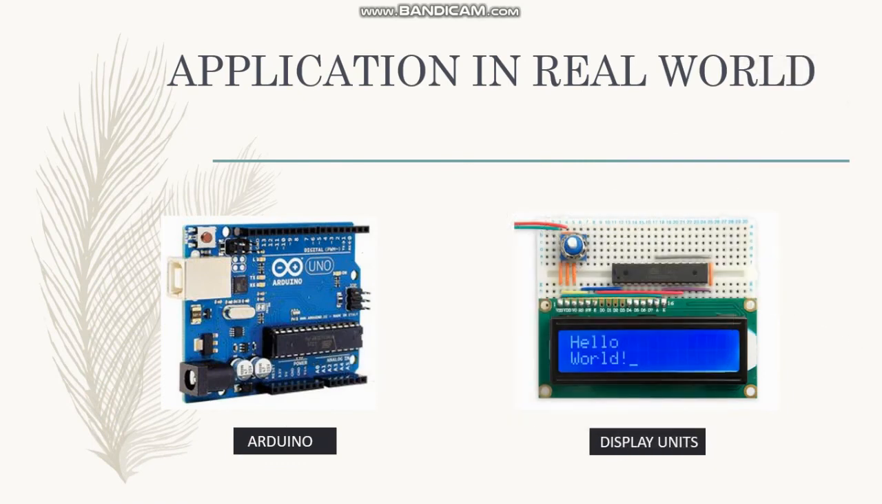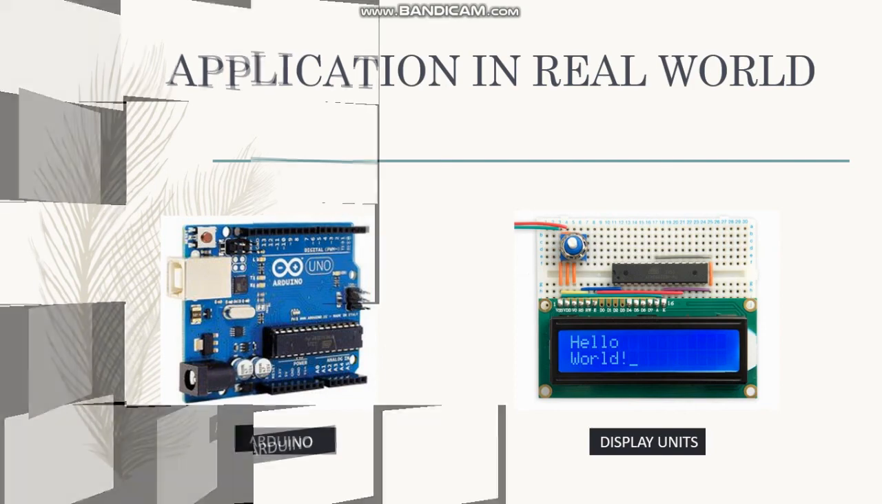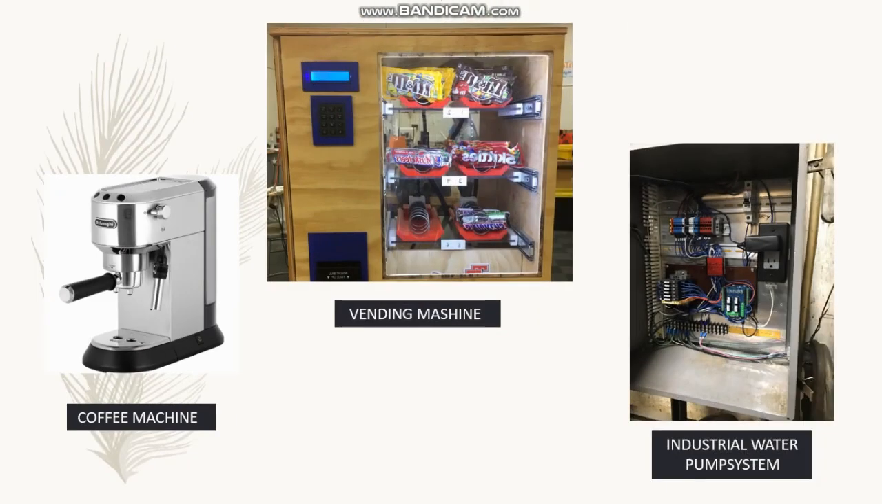Next, the application in the real world. Microcontrollers are employed in automatically managed inventions and appliances like power tools, implantable medical devices, automobile engine control systems, office machines, remote control appliances, and many more embedded systems. For example, Arduino, display units, coffee machines, vending machines, and industrial water pump systems.